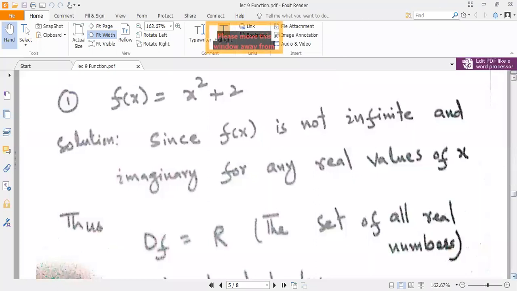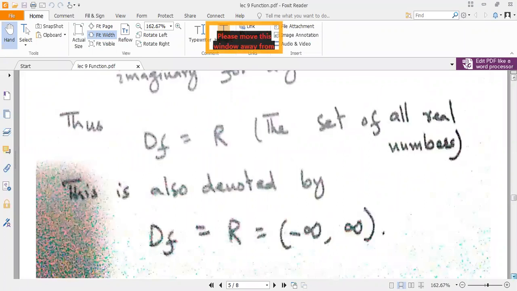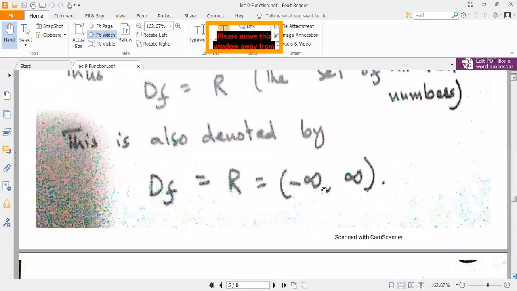Again, take another example. The set of real numbers can be written in this form. This is the open interval minus infinity to infinity. It means all numbers between infinity and minus infinity. Because it's an open interval, both endpoints are not included. The real numbers are also written in this form.